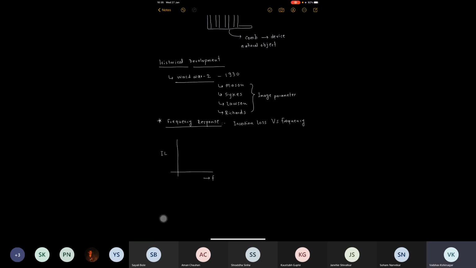And finally, the band stop or band reject response. So this is the insertion loss. The band reject response is opposite to the band pass response, in this way. Let us explain these filter responses one by one, based on which the filters are classified. So this is the band stop response.